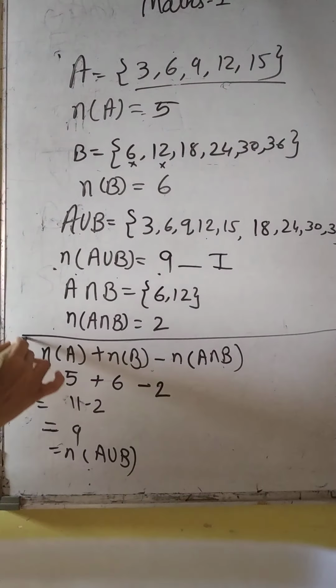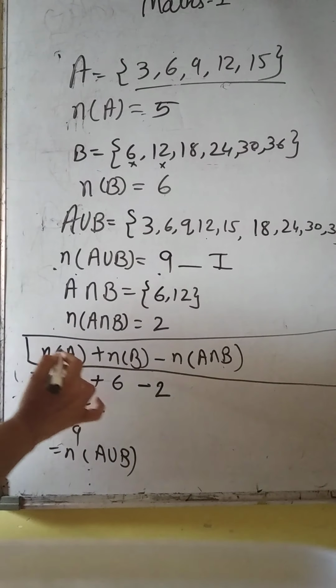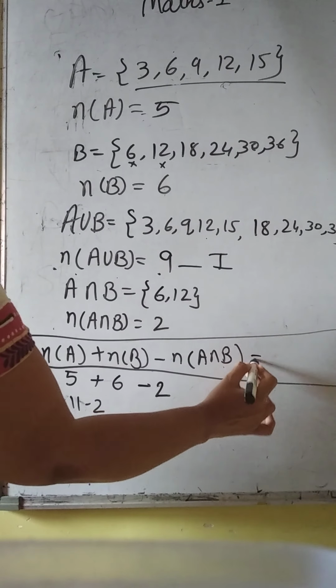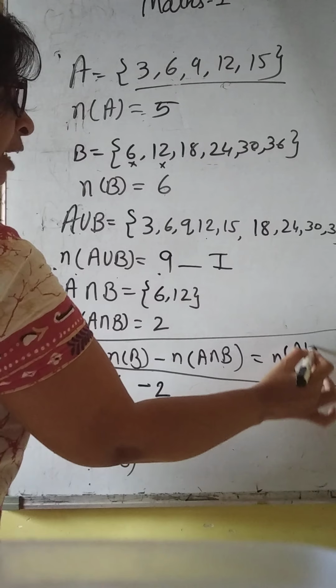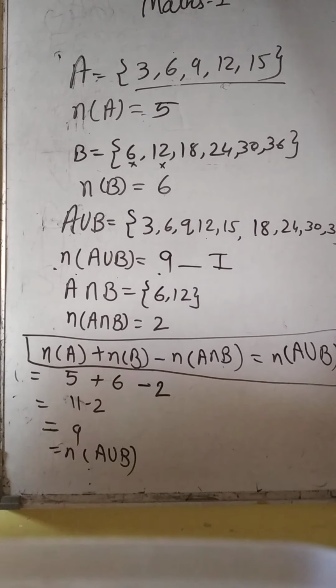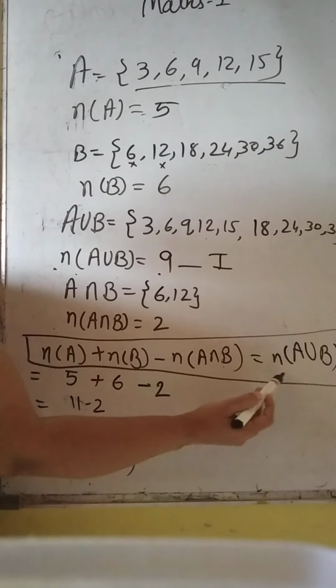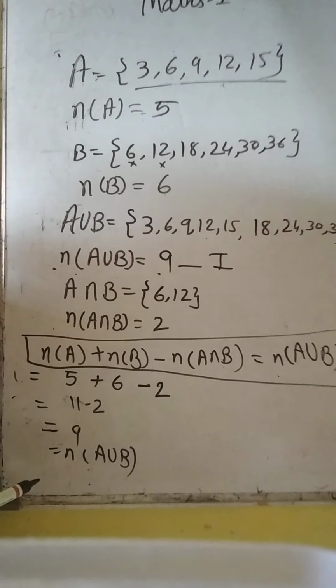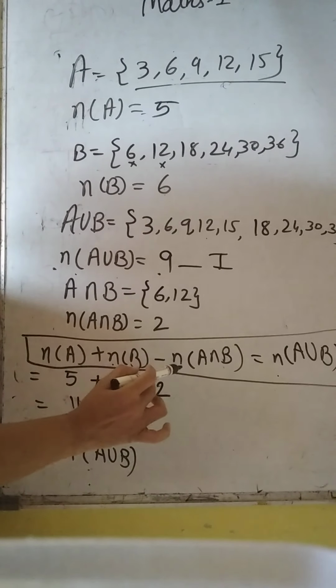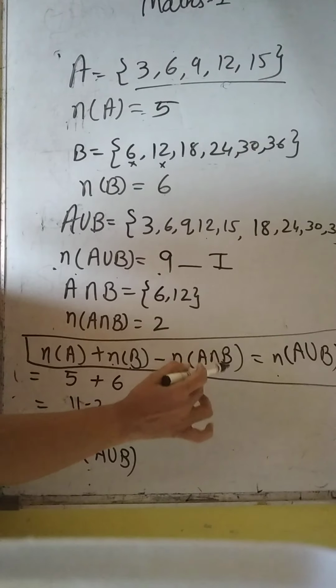So what result I will get is n of A plus n of B minus n of A intersection B is equal to n of A union B. This is an important result which we are going to see in the sums of exercise 1.4. So please remember that n of A union B, that is the number of elements in A union B, is n of A plus n of B minus n of A intersection B.